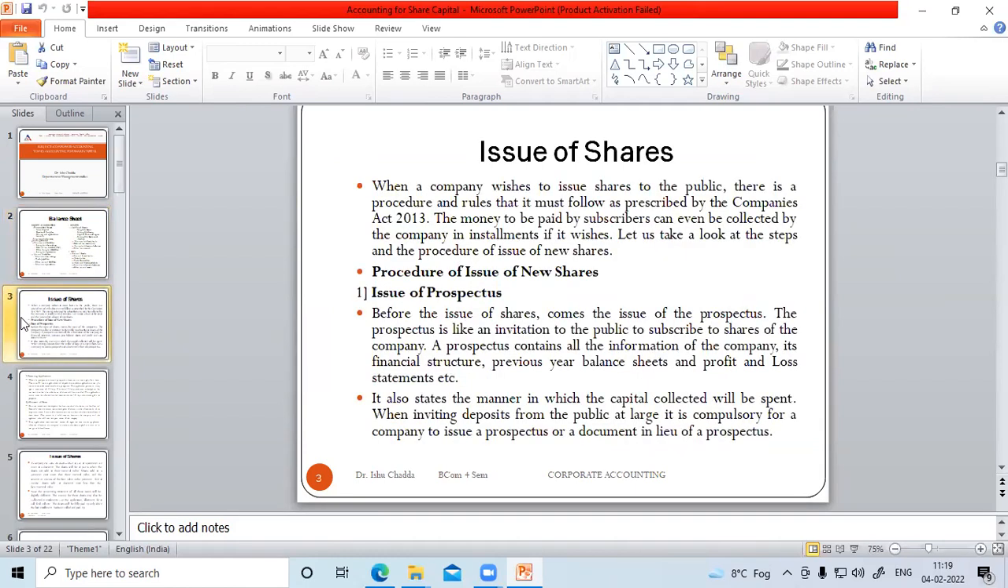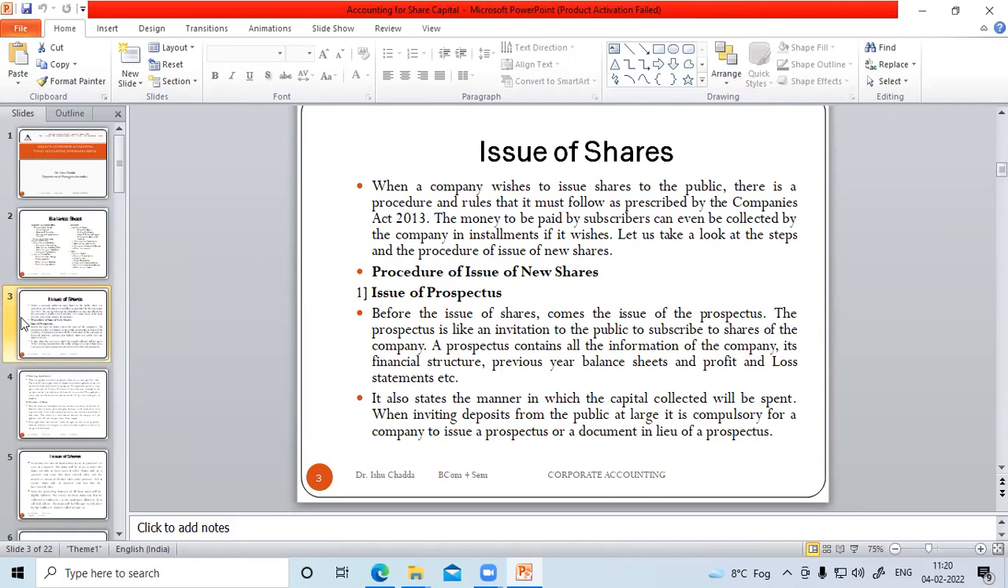Next, we have the issue of shares. When a company wishes to issue shares to the public, there is a procedure, and these rules and procedures must be followed by companies under the provisions of the Companies Act 2013. The money to be paid by subscribers can even be collected by the company in installments if it wishes. Let us take the steps. Firstly, let's see what procedure the company has to follow while going for a new share issue.